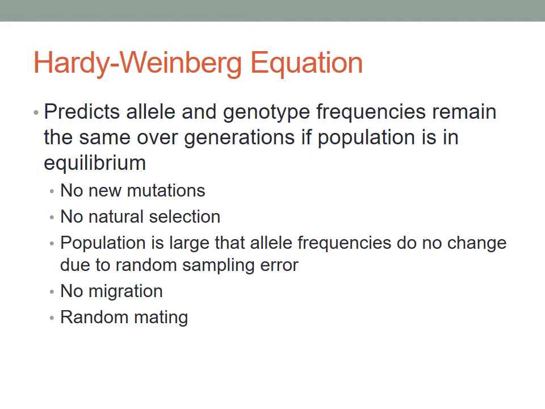We'll come back to that in a moment. Point 4, no migration. So that means no immigration, no emigration. No one leaves, no one comes in. And then 5 is random mating, the idea that any one in the group can mate with any one in the group of the opposite sex. That random sampling error, it is important that we mention a little bit about that, because if that's not a concept you're familiar with, it really doesn't make any sense.